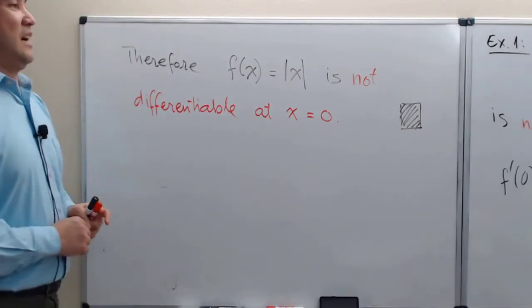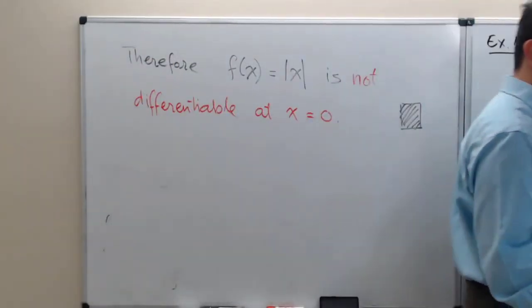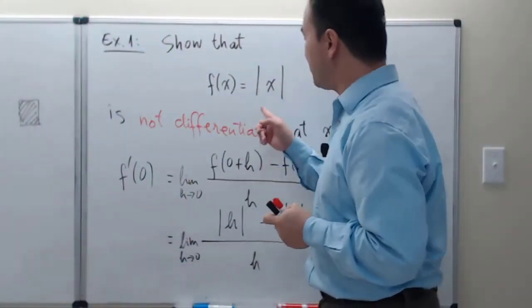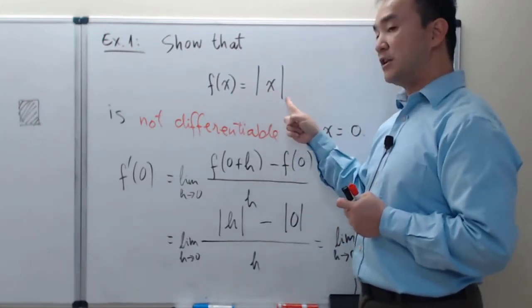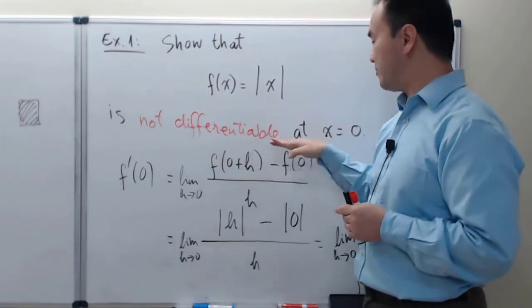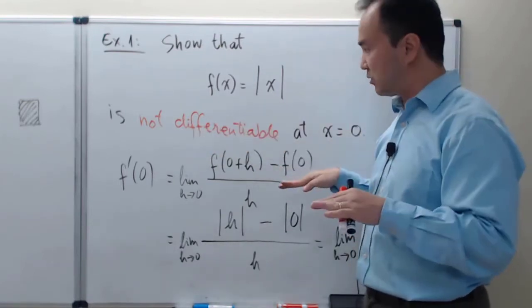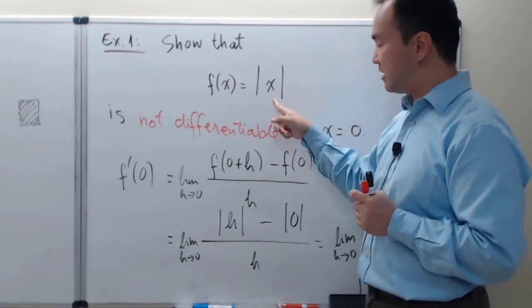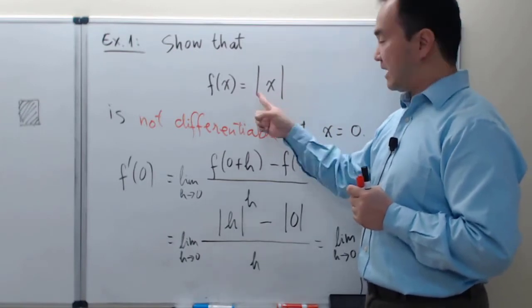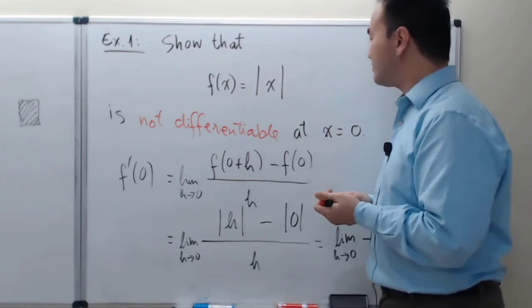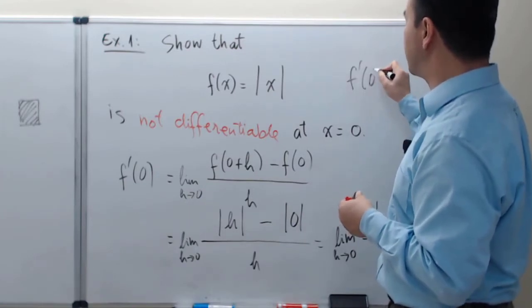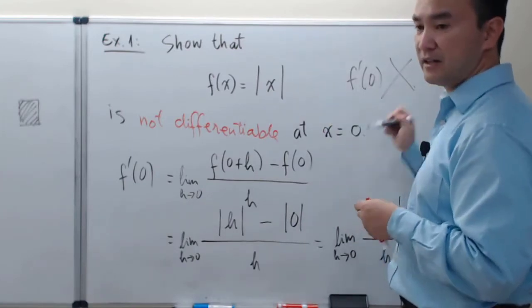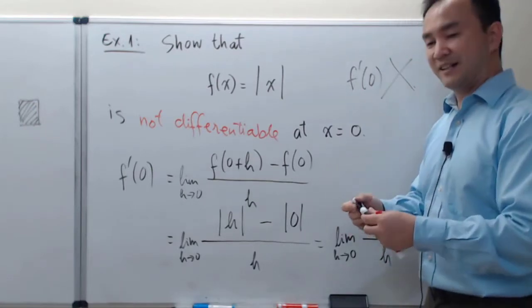Okay? And so in this problem, we have just now proven that this particular function, f of x equals absolute value of x, is not differentiable at x equals 0, or in other words, it does not have a derivative at x equals 0. So we can't find it. If anyone is asking you, hey, find f prime at 0 for this problem, you can't find it. It's a non-existing derivative. Okay?